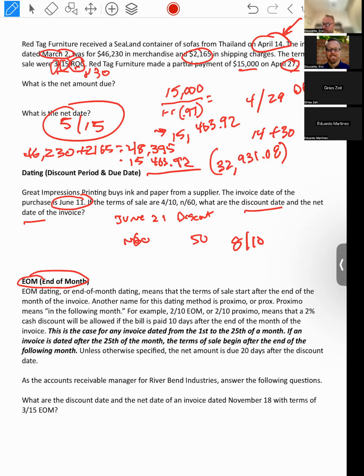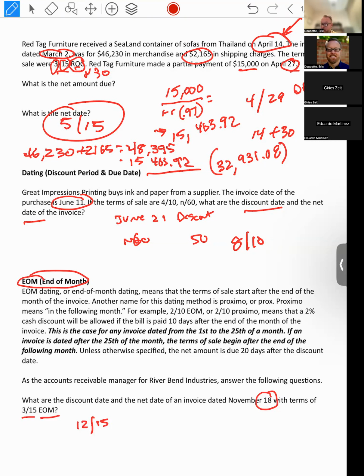So for instance, if I look at the example given, it says what are the discount date and net date of an invoice dated November 18th with the terms 3/15 end of month. So again, is it the 25th or before? Then my terms start at the beginning of the next month. So if it's November 18th, it's before the 25th of November. That means starting December 1st, my terms begin, and it's 3/15. So that means that my due date for my discount period would be 12/15. That is the end of it.